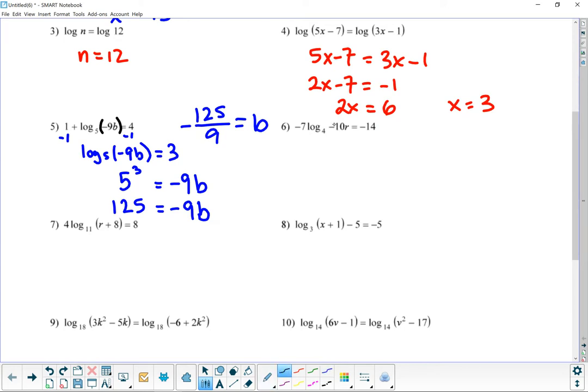Okay, part B. Again, pretty similar to the last one. Again, there is a parentheses right here, and that's the argument for the log. But it does look like I need to get rid of that negative 7 first. So I'm going to divide both sides by negative 7. And that will give me log base 4 of negative 10 r equals negative 14 divided by negative 7 is 2.